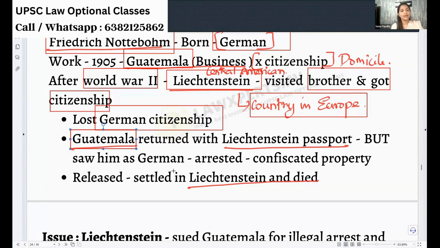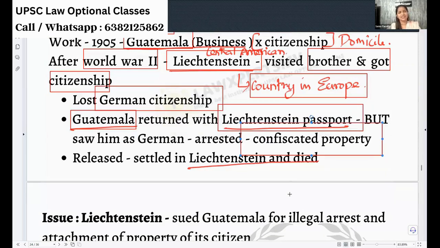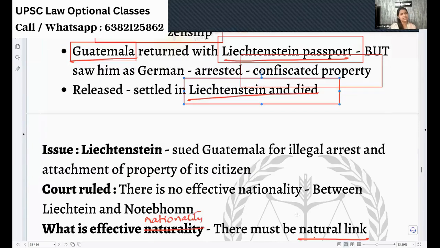So the Guatemala government arrested this Nottebohm even when he returned with the Liechtenstein passport. The government of Guatemala confiscated all the property of this Nottebohm. Later he settled down in Liechtenstein and died there. That is different, but this is what happened. Now it did not stop here.